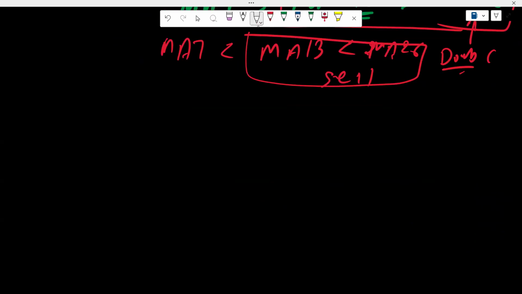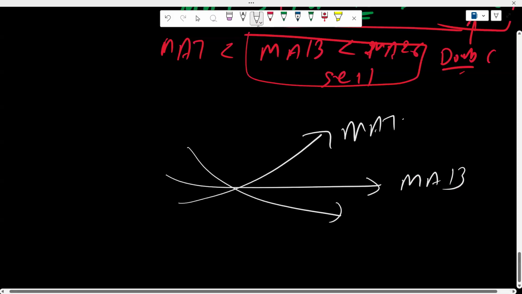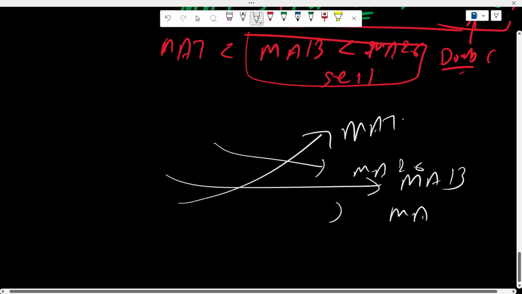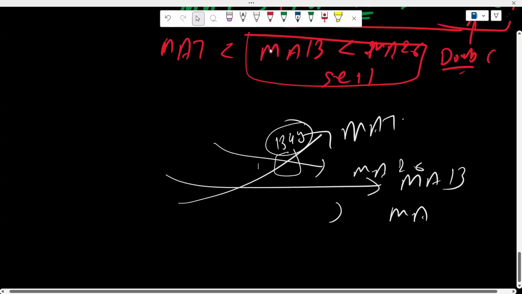So simply, how it will look like this. See, if you want a buy point, this is the MA7 line. And this is the MA13 line, and let's say this is the MA26 line. So this will be your buy point. Do you agree? Sir, I have a question, because we cannot put three indicators in TradingView.